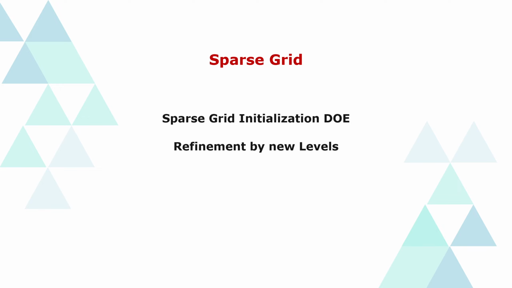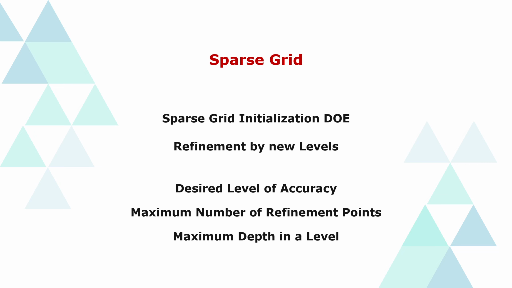Therefore, first, the initial design points are controlled based on the sparse grid initialization method. If the expected quality level is not met, the algorithm further refines by applying new levels based on more effective parameters. That is, design points focused on the more important parameters are applied in the form of levels. The refinement process continues until the response surface reaches the desired level of accuracy, or the maximum number of refinement points is applied, or the maximum depth is reached in a level, meaning the maximum number of refinement points are applied for the identified important parameter.